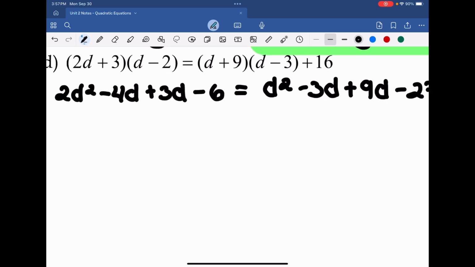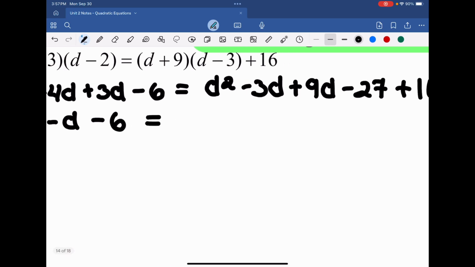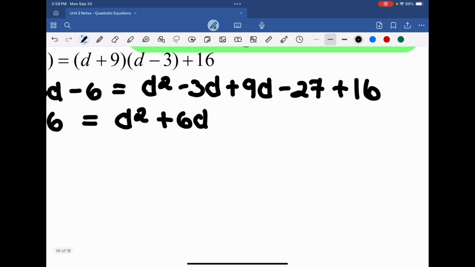Now, let's collect the like terms on both sides. First and foremost, there's no common d squared on the left, so I'm going to leave it as that. Negative 4 plus 3 is negative d. Minus 6 is equal to, on my right-hand side, there's only 1 d squared. Negative 3 plus 9d is going to give us positive 6d. And then negative 27 plus 16, this is going to give us negative 11.